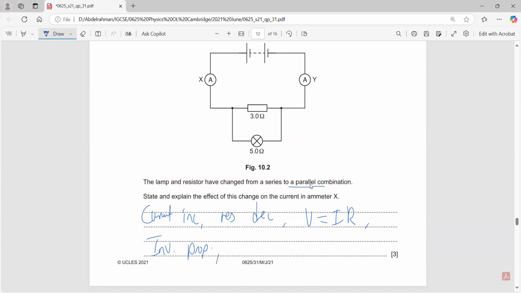As you add the resistors in parallel, what happens to resistance? It decreases. Okay, if resistance decreases, it becomes less than the least resistor. Less than what? Less than 3 ohms.